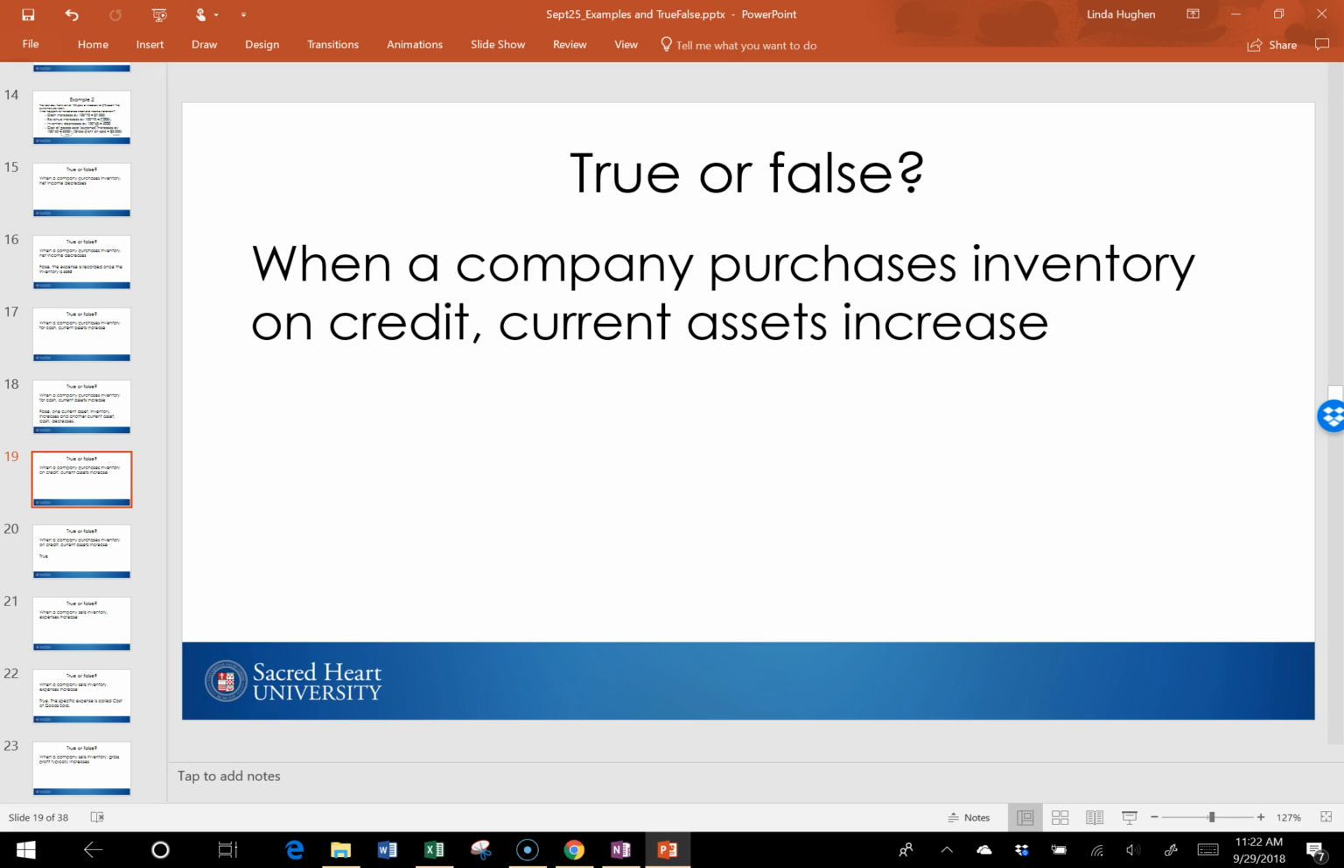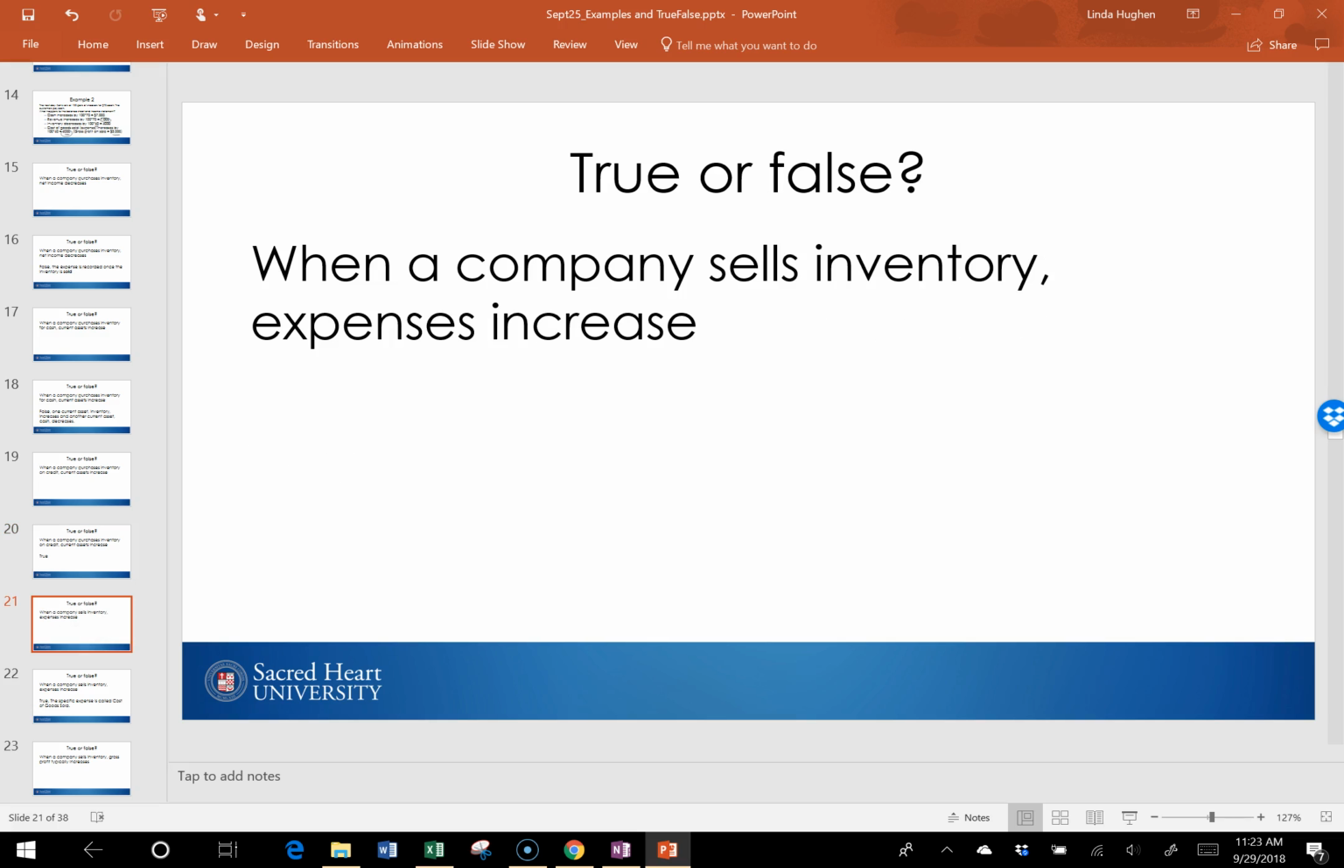When a company purchases inventory on credit, current assets increase. True or false? True. Inventory, a current asset, increases. And what is that other side of that transaction? Liabilities, or specifically accounts payable, increases.